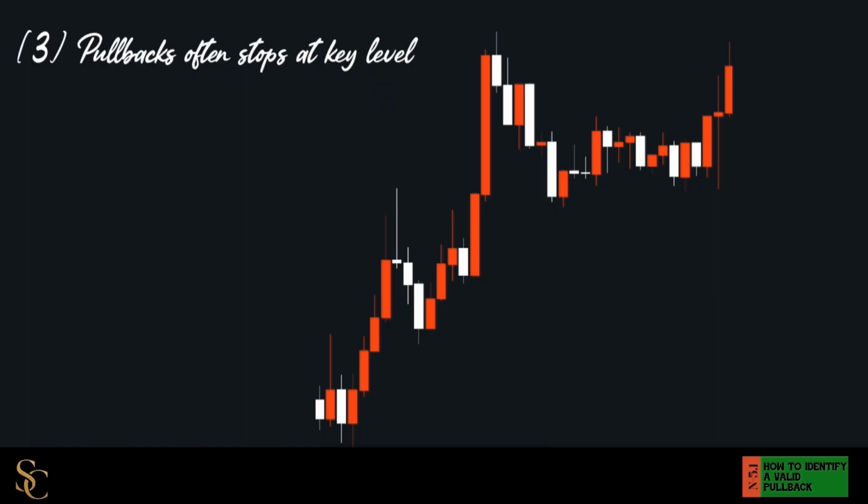Trend lines. A valid pullback often respects the trend line. Price dips toward the trend line, gently touches or slightly pierces it, and then continues moving in the direction of the prevailing trend.